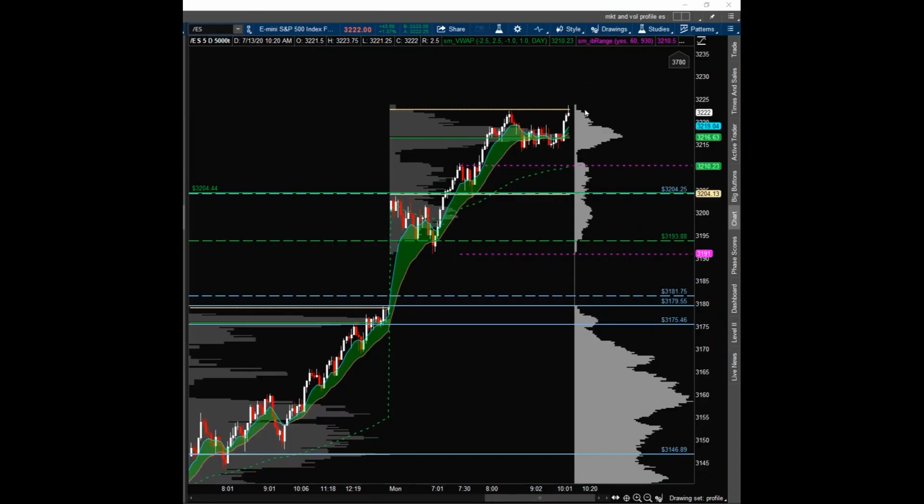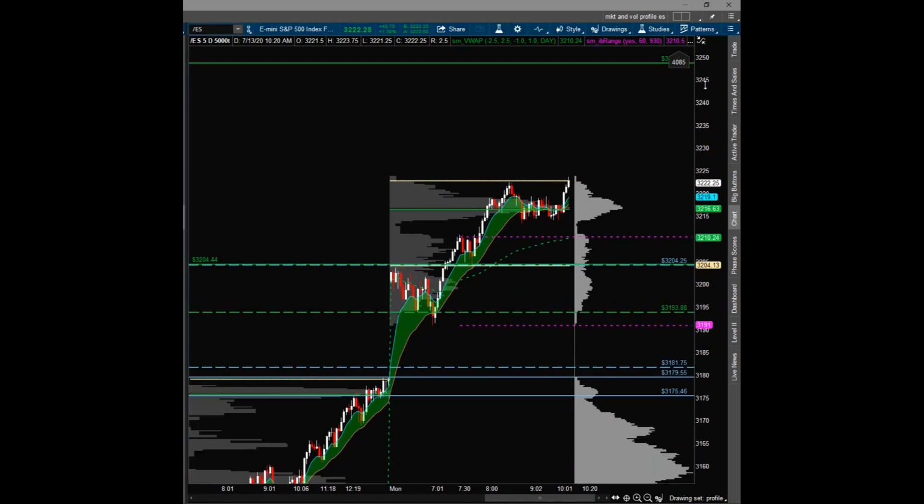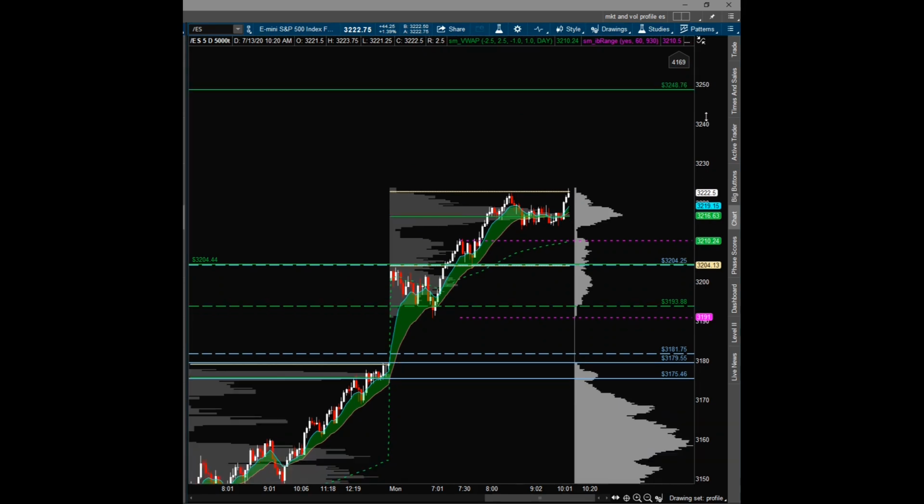And here's the volume profile. So you can see that it got a little bit of an excess here, but we'll see if it continues to move up. If it's going to hit that poor high as depicted on the market profile chart, then this should get up more. Let's see what some of the levels are up here. So there is a level up at 3248.75.